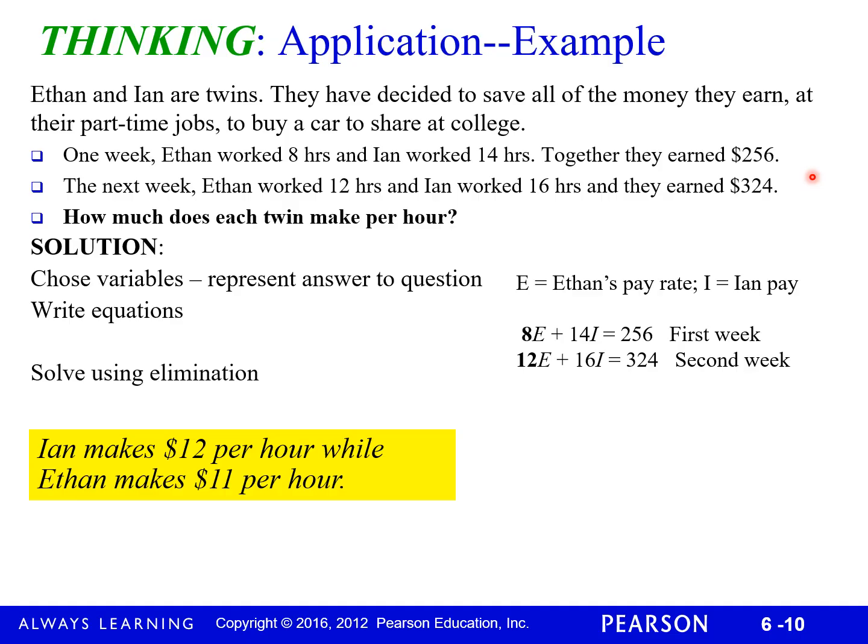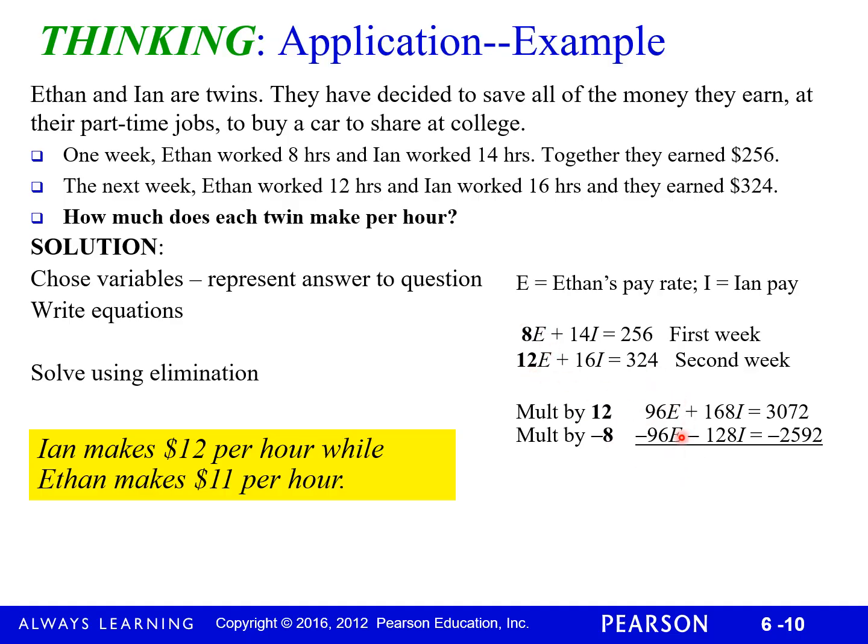Okay, so in both of these cases, I have really large numbers. I can just swap out the 12 and the 8. So I'm going to multiply the first equation by 12, the second equation by 8. So multiplying the first equation by 12, 12 times 8 is 96, 12 times 14 is 168, and 12 times 256 is 3072. I need to multiply the second equation by negative 8 because I need them to be opposite signs.